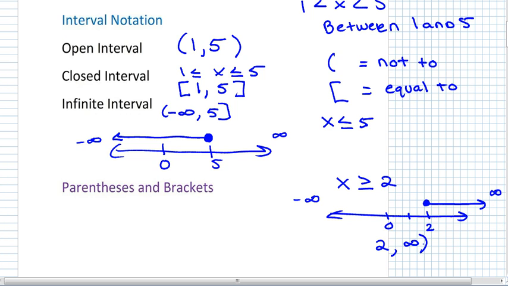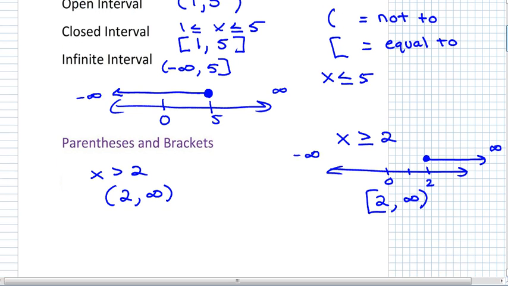Remember, infinity is always a parenthesis because it is not a number, it is a term. And then 2 would be the first one, and since it's equal to 2, you have a bracket. If it just said x is greater than 2, notice there's no equal to, then that's when you would put a parenthesis, because parenthesis means that it's not equal to.